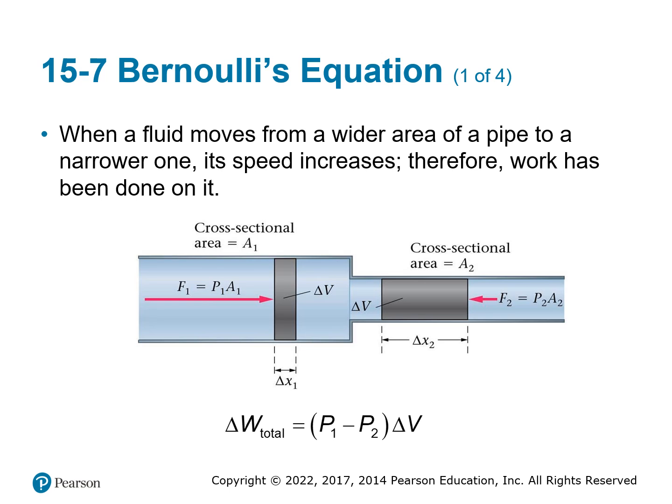So you can calculate the total work done as the pressure of point 1 minus the pressure of point 2 times the change in volume.